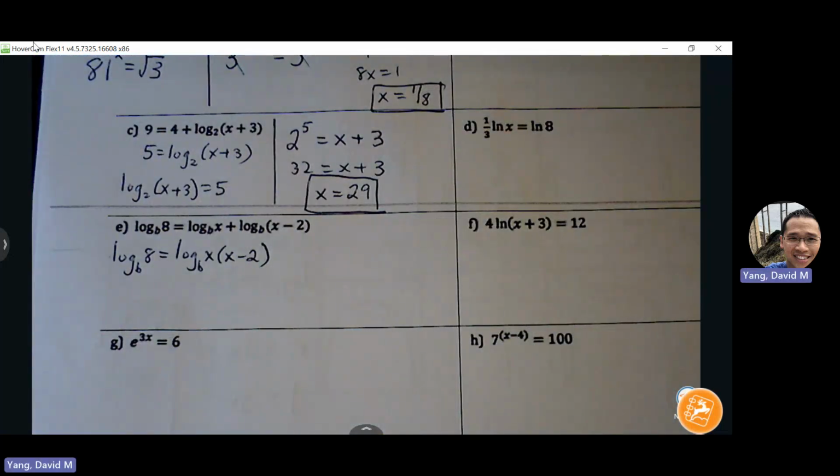So now we see a one-to-one relationship, right? One-to-one relationship, which means that I can drop the pieces that are the same and just focus on the value. I can drop the log base b from both sides and see where that takes me.